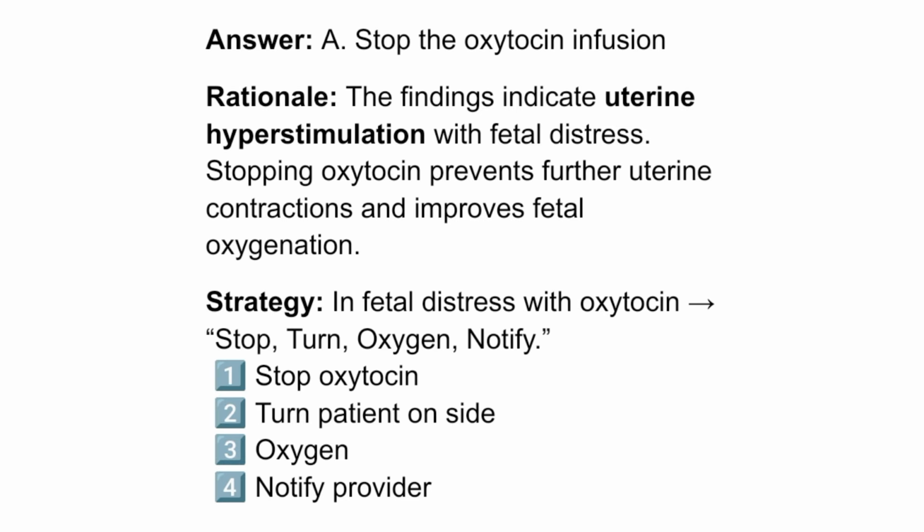Rationale: the findings indicate uterine hyperstimulation with fetal distress. Stopping oxytocin prevents further uterine contractions and improves fetal oxygenation. Strategy: in fetal distress with oxytocin: stop, turn, oxygen, notify. One, stop oxytocin. Two, turn patient on side. Three, oxygen. Four, notify provider.